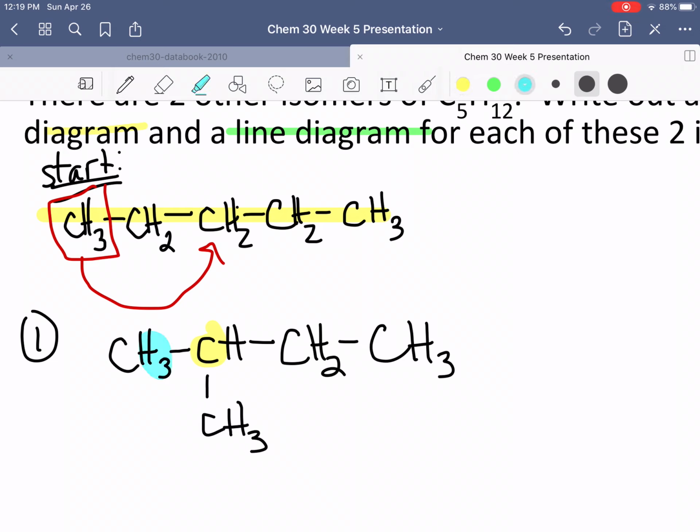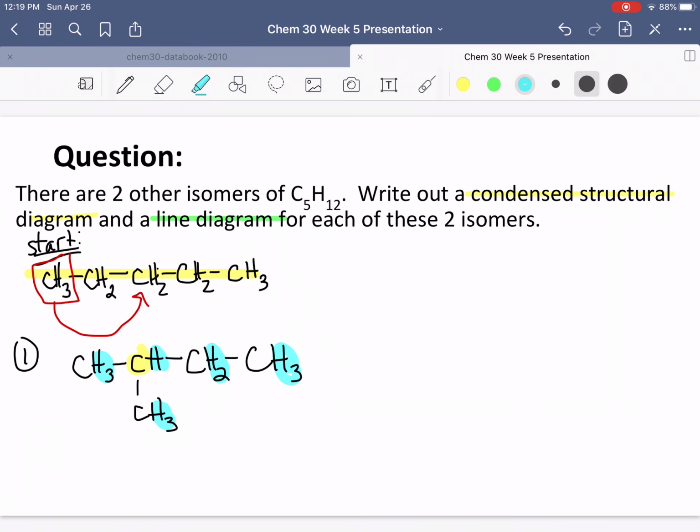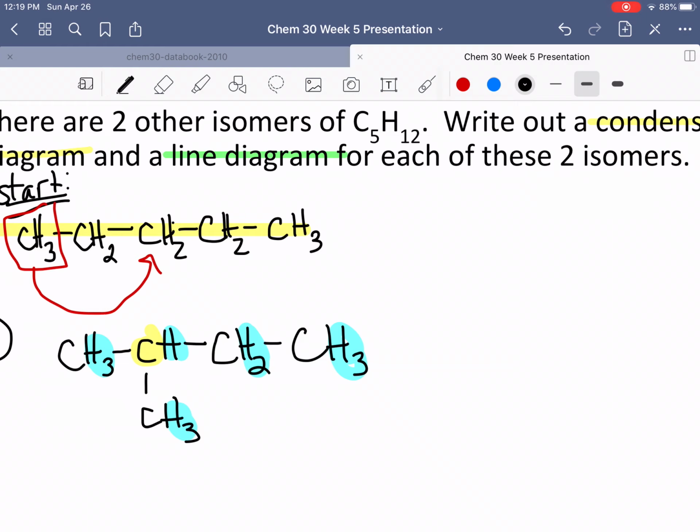Count. 3 plus 3 is 6, 7, 8, 9, 10, 11, 12. C5H12 hasn't changed. And that's key, guys. If you somehow miss a hydrogen, you are creating chemistry. You can't do that. You can't just make things up here. It has to match. Okay, that's your condensed structural diagram. Let's do the line diagram. Focus always on the longest chain, which in this case now is 4. So we'll draw our line for 4, which goes like so. 1, 2, 3, 4. I know that seems weird because I drew 3 slats, but let me go back to the highlighters again to show you what I mean.